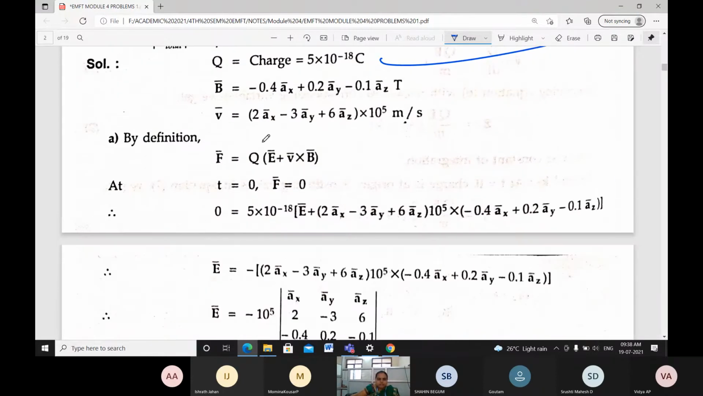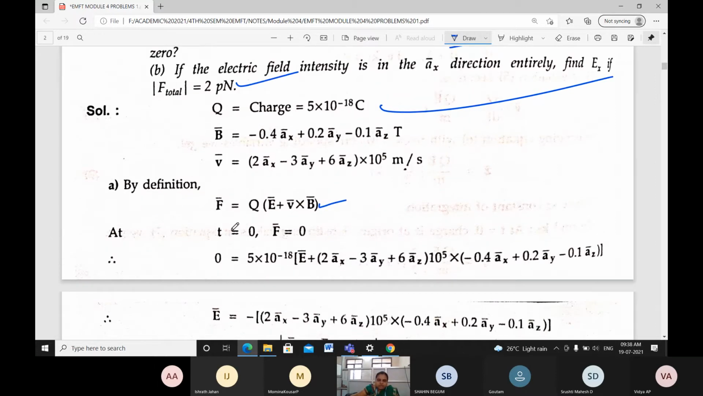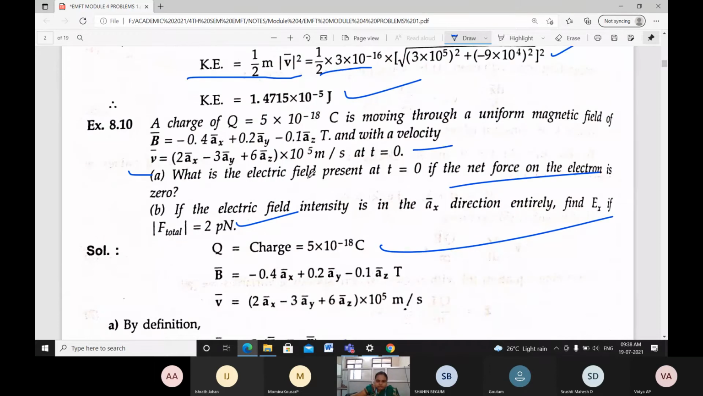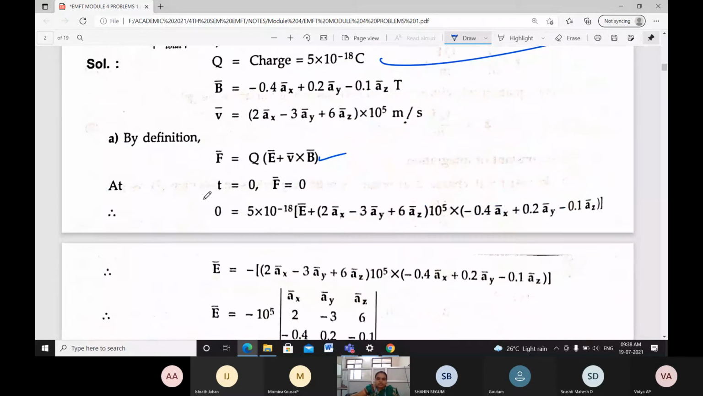Then by definition we know this equation, that is F is equal to Q times (E plus V cross B). This equation we know. Therefore, at t equals 0, the force in the first condition is also going to be 0. For that reason, F is also 0. The F is 0 means we can substitute.